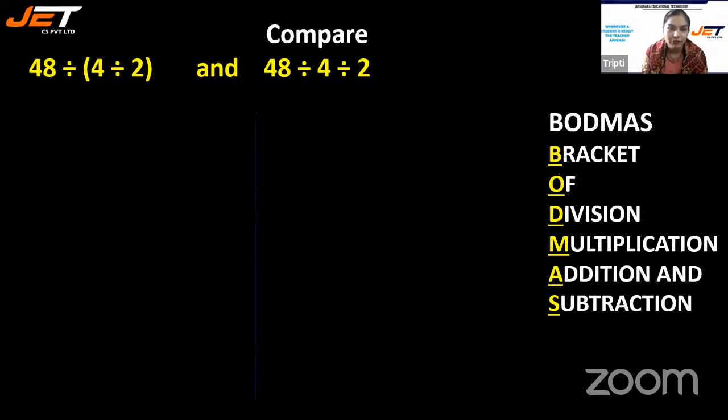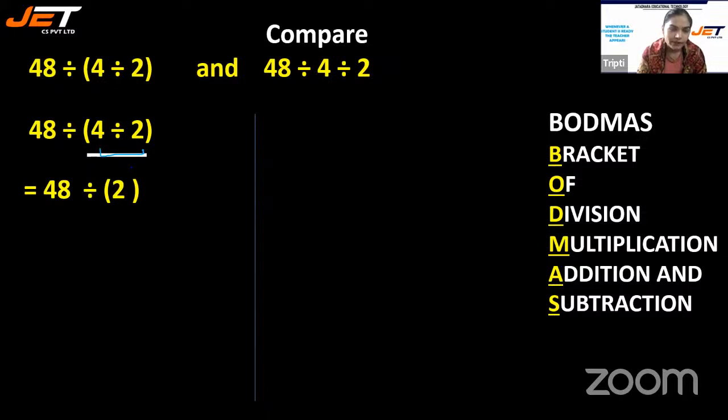48 divided by (4 divided by 2). 4 divided by 2 is in the bracket, so 4 divided by 2 first we will solve. 48 as it is. 4 divided by 2 is 2. Now it has become 48 divided by 2, which is 24. So here we got the answer as 24.